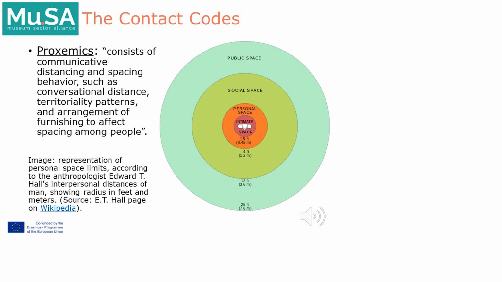Proxemics consists of communicative distancing and spacing behavior, such as conversational distance, territoriality patterns, and arrangement of furnishing to affect spacing among people. Image: a representation of personal space limits according to the anthropologist Edward Hall's interpersonal distances of man, showing distances among personal space, social space, and public space.